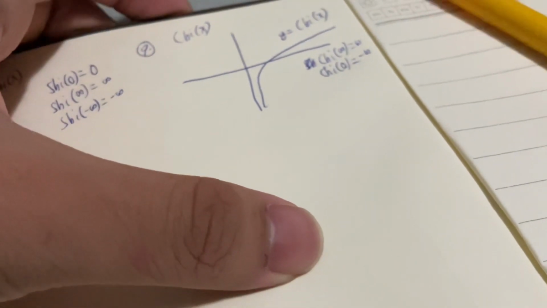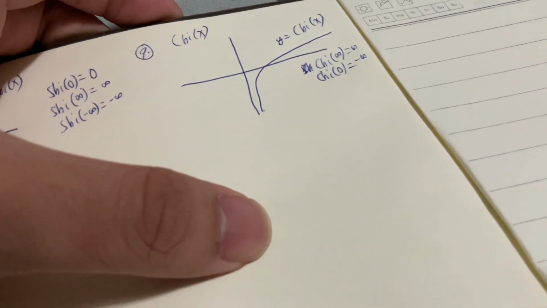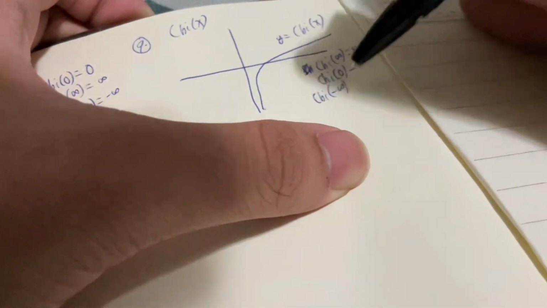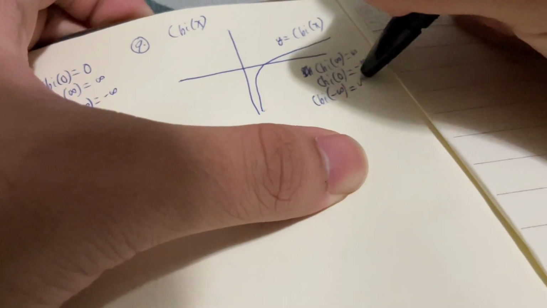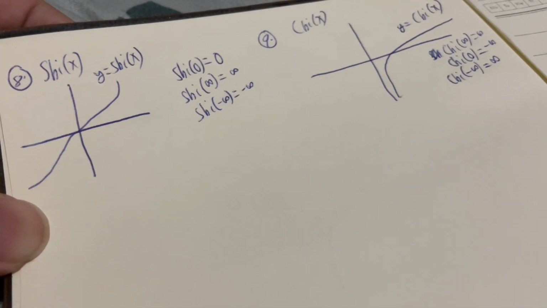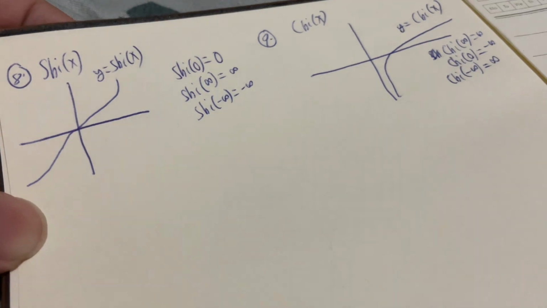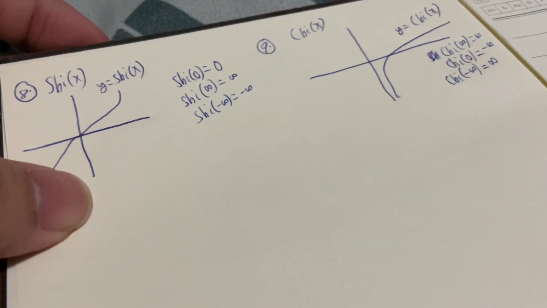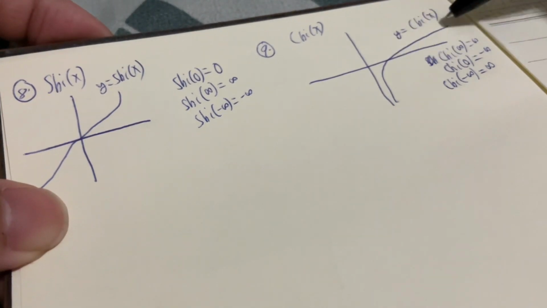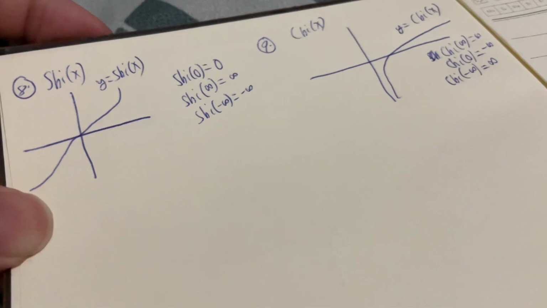This function is kind of tough, right? You get negative infinity. However, whenever I typed Chi of negative infinity, it actually gives me positive infinity. I don't know why. I think you can tell me why Chi of negative infinity is equal to infinity, and I'm not sure about it because we only have the positive graph, right?